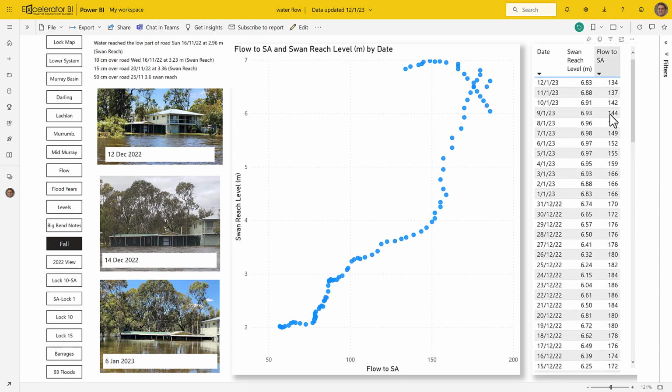So the water is falling, but it's not falling super quick. At this stage, it looks like it will be some time before the road's going to be accessible again. But anyway, that's my analysis. These are my opinions. I don't have all the data available to me, but hopefully you found this useful. If you have a different view, please let me know in the comments below.